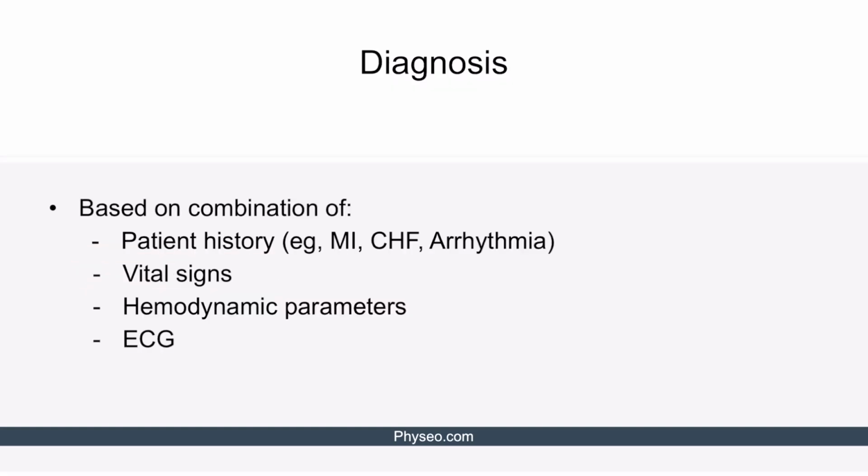And the diagnosis of cardiogenic shock is based on the combination of the patient's history, so the cause of the cardiac dysfunction, and the measurement of the vital signs and the hemodynamic parameters. Additionally, an ECG may reveal the underlying cause of the patient presentation. For example, an acute or previous MI, or congestive heart failure or arrhythmia. So the ECG can provide a lot of information about why the patient has cardiogenic shock, whereas those top three, the history, vitals, and hemodynamics, will tell you that the patient does indeed have cardiogenic shock.